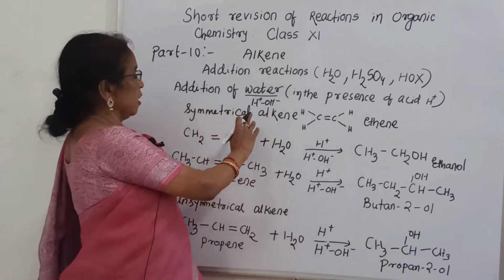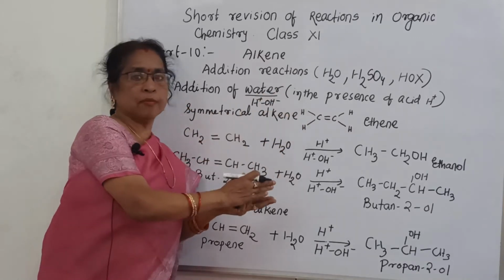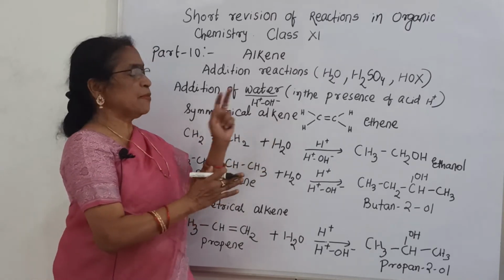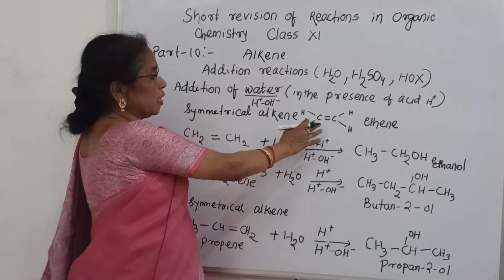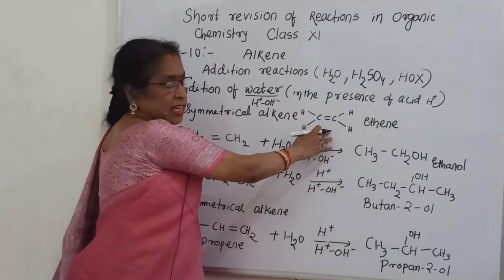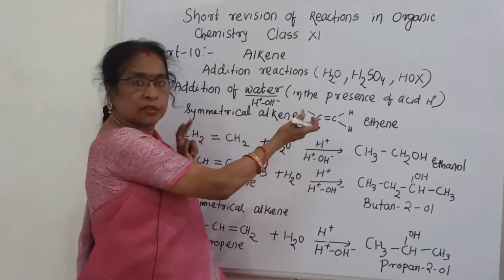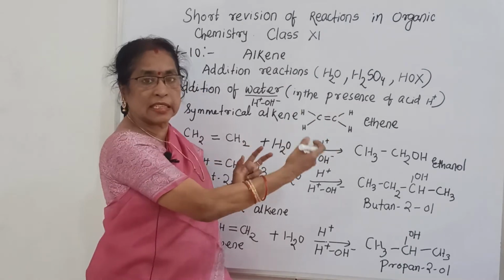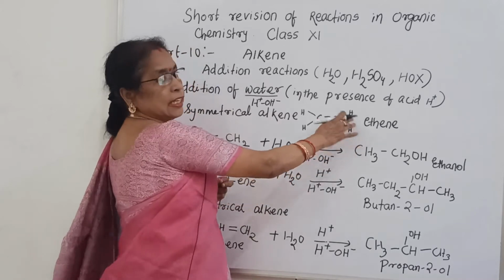Now you can observe here symmetrical alkene means that on both sides of the double bond, both sides contain the same number of carbon and hydrogen. So you can observe here this is ethene. In ethene you can see one carbon, two hydrogen on the left side and two hydrogen, one carbon on the right side. So it is symmetrical. The simple example is ethene.